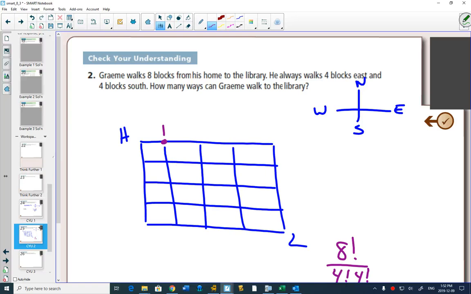What are paths that we didn't count? We didn't count this path. Oh, I see the library. No. Oh, no. Oh, right? Graham hopefully has lived here long enough, right?